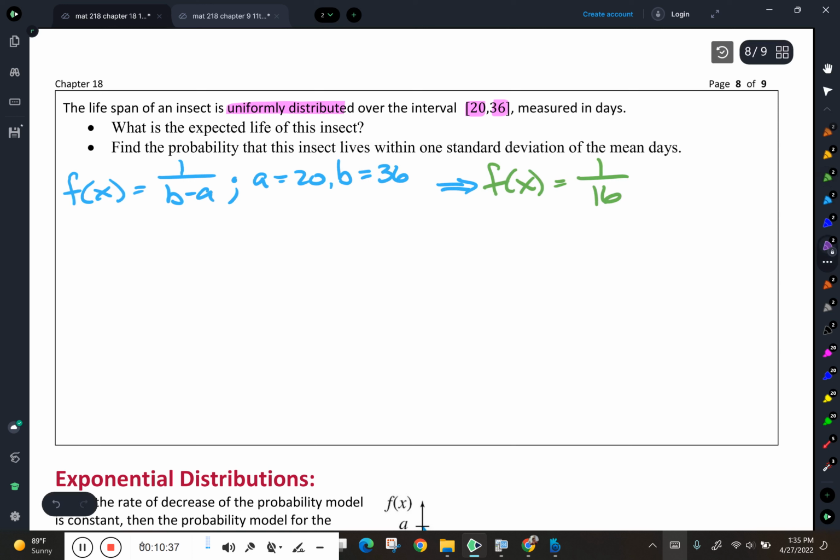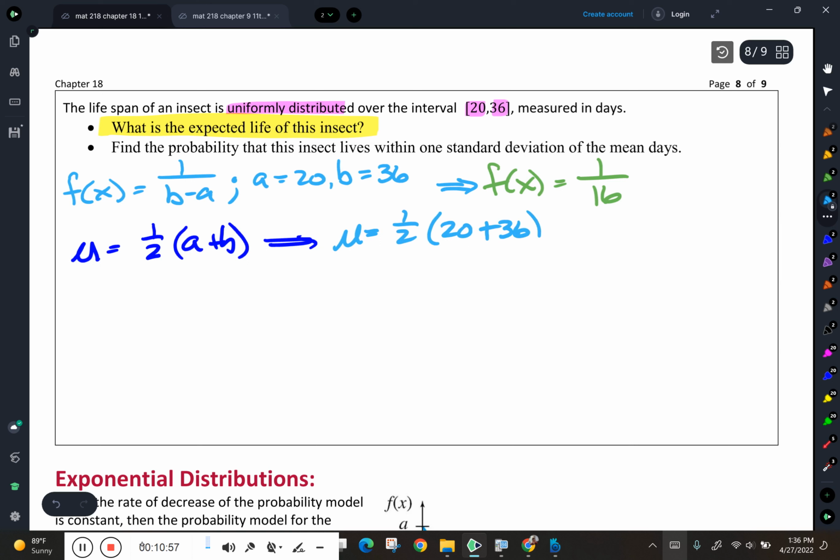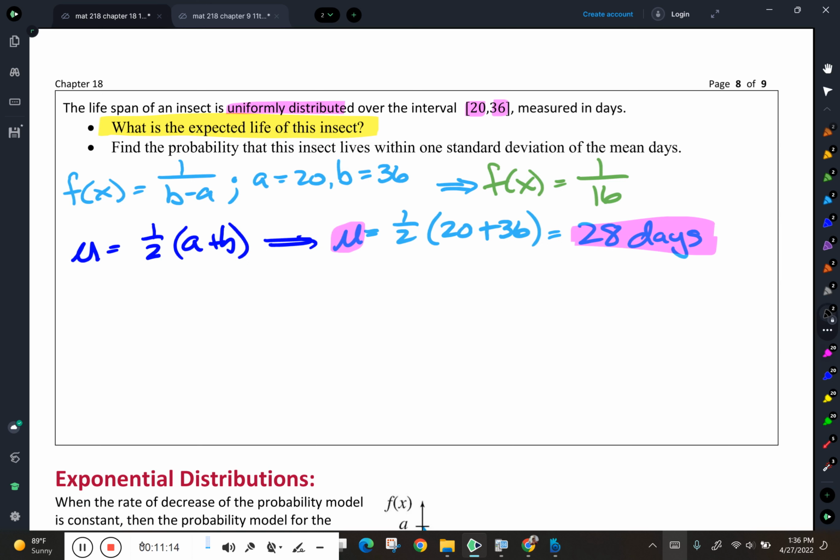Now it also wants to know, what is the expected life for this bug? Well, the mean is always 1/2 times a plus b. And so when I figure it out for this guy right here, I'm going to get that the mean is 1/2 of 20 plus 36. So that's going to be 10 plus 18. So that's what, 28? And of course, these are going to be days. What does that tell me, though? Well, that tells me that the mean is 28 days, or that the average lifespan for this bug is 28 days.